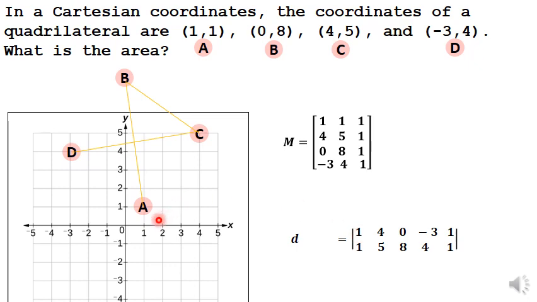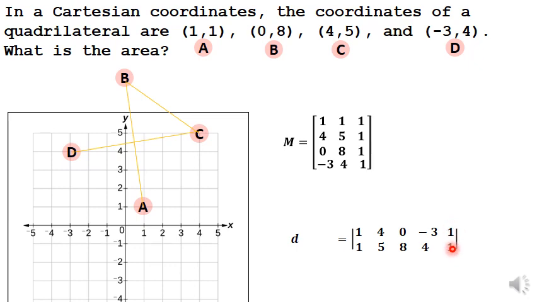So assuming this is our first point, having a coordinate of 1, 1, we have 1, 1. And the next point is the one next to that point, not B, because B is not next to that point. So let's say our C. Our C is 4, 5, so we write 4, 5 here. Followed by B, which is 0, 8. That's why we have 0, 8 here. And lastly, followed by D, which is negative 3, 4. We have negative 3, 4 here. Now we close this by going back to A, which is the coordinate 1, 1. So we have 1, 1 here.